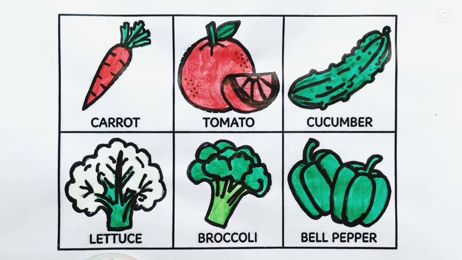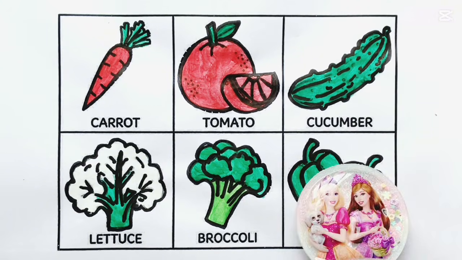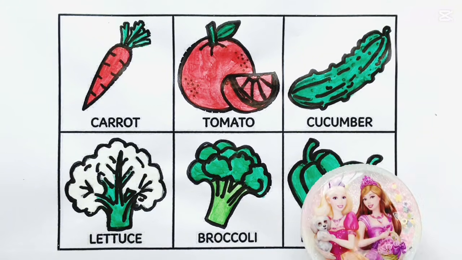Next vegetable is lettuce. L-E-T-T-U-C-E. Lettuce. L for lettuce. Next vegetable is broccoli. B-R-O-C-C-O-L-I. Broccoli. B for broccoli. And next vegetable is bell pepper. B-E-L-L. Bell. P-E-P-P-E-R. Pepper. Bell pepper. B for bell pepper.